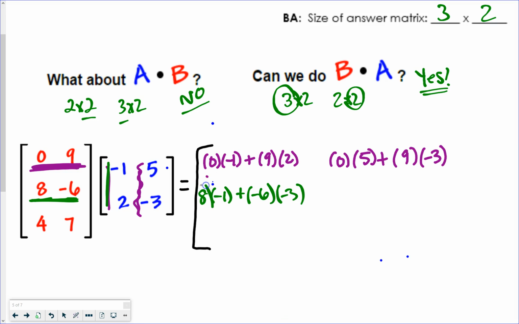So now we're still using 8, but now it's going to be paired with what? With 5, yep. And then we still have negative 6, but now it's with negative 3.